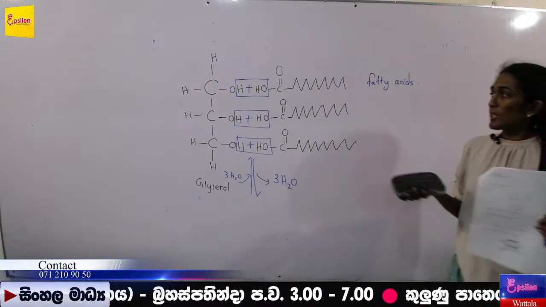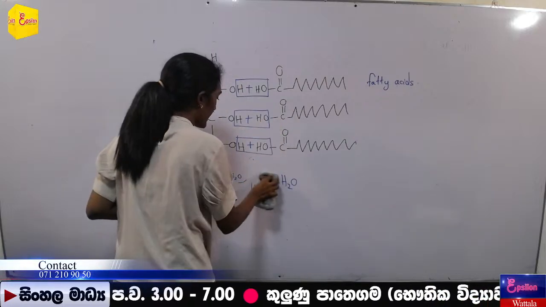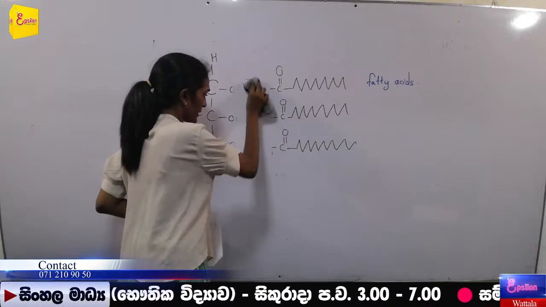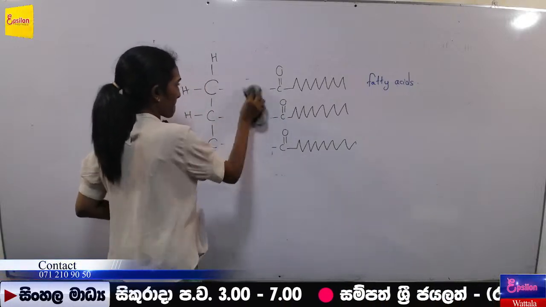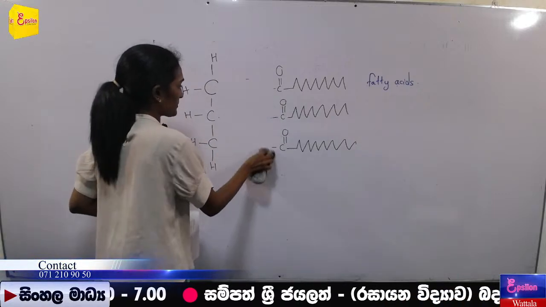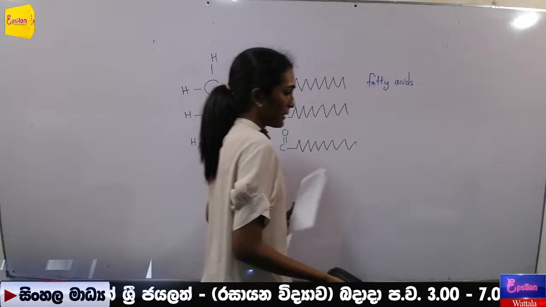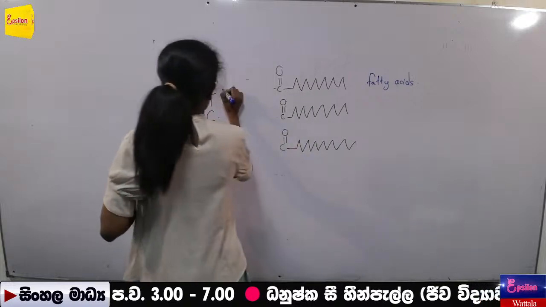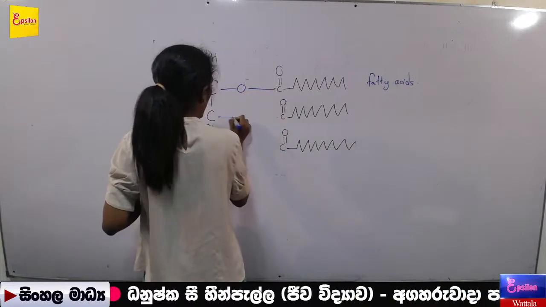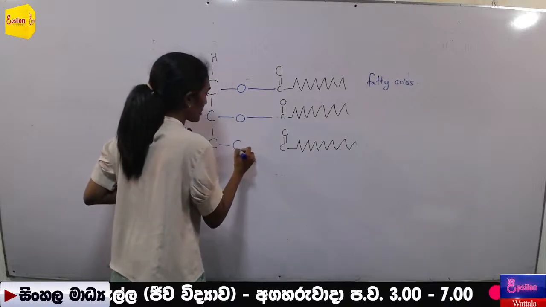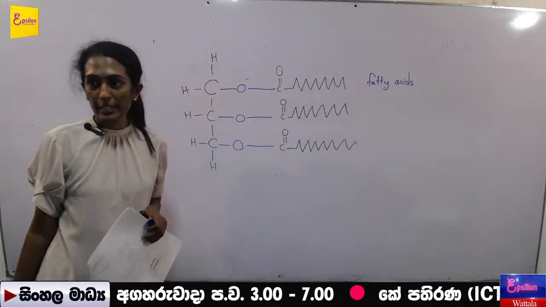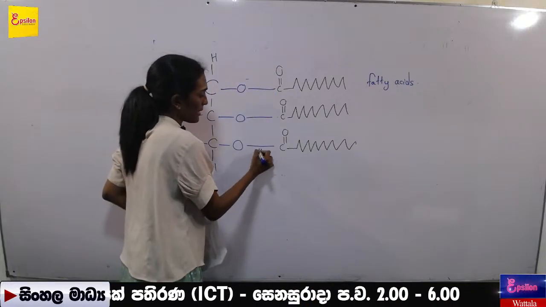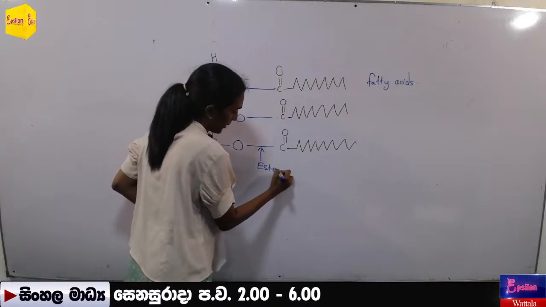I'm going to reschedule this one to draw the resulted molecule. So here, now a new bond is going to be made in between these two molecules. This is the new bond. We are going to learn a new name. Last time we learned about glycosidic bonds. In between fatty acids and glycerol, this is the new bond which we call the ester bond.